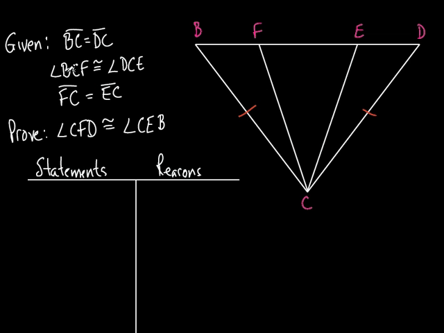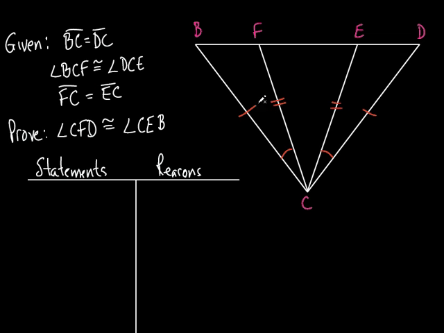Now they tell you an angle. Angle BCF. That's this little skinny angle right there. It is congruent to angle DCE. Here's D, here's C, here's E. So that's equal to that angle right there. They also tell you one more thing, that line segment FC, this one right here, is congruent to EC, this one right here.